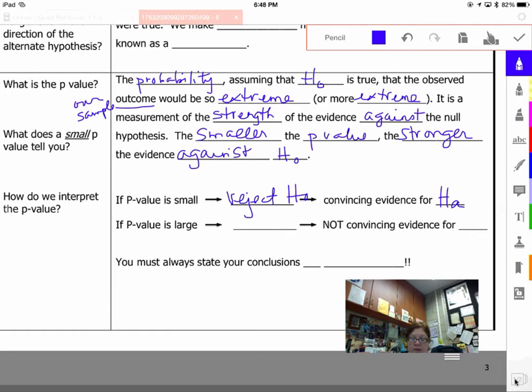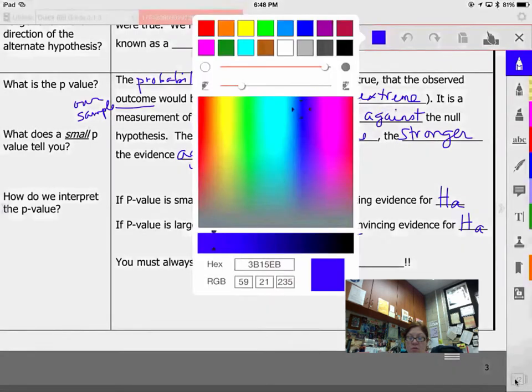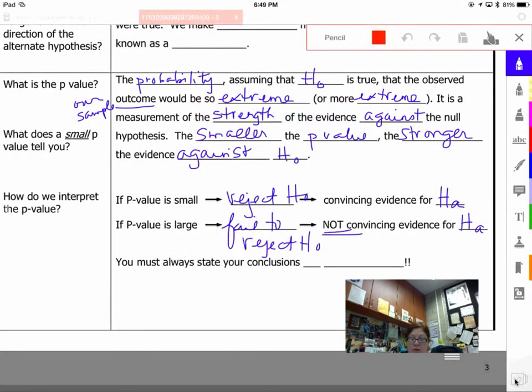And if our p-value is large, in other words, the chances of getting that sample are really great, then we'll fail to reject the null, because we won't have enough evidence for the alternative. And then last but not least, the one thing as you do these hypothesis tests is that you must always write your conclusions, of course, in context. So you'll have to put words to it.